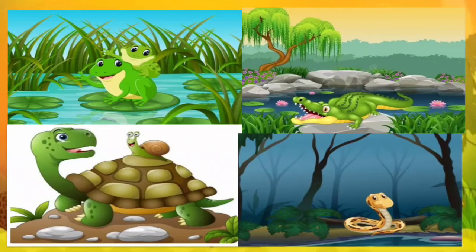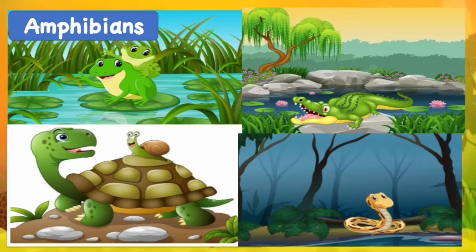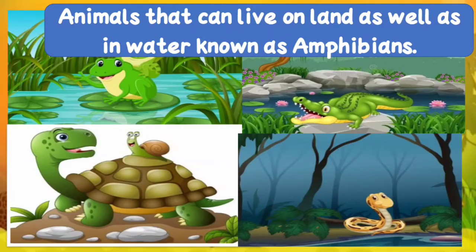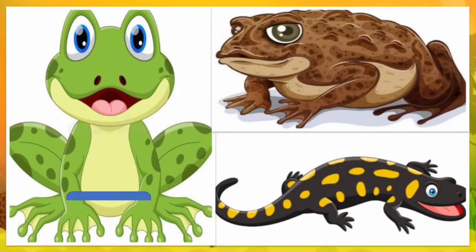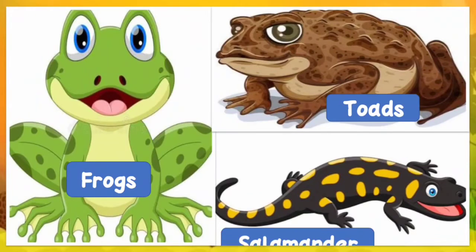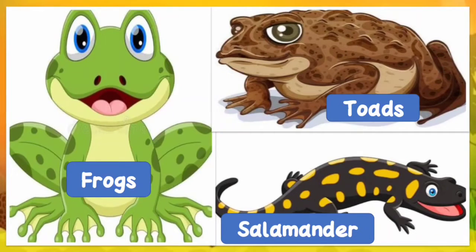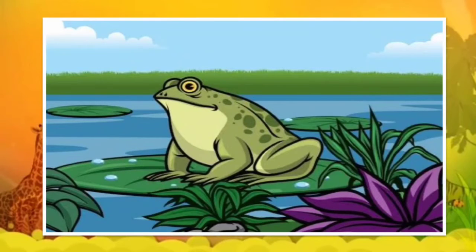Now let's see the third kind of animal, and that is amphibians. These are animals that live on land as well as in the water. They can survive on both sides, on land and in the water, and are known as amphibians. Examples of amphibians are frogs, toads and salamanders. They can survive both in water and on land, as they spend a part of their lives in water and a part of their lives on land.